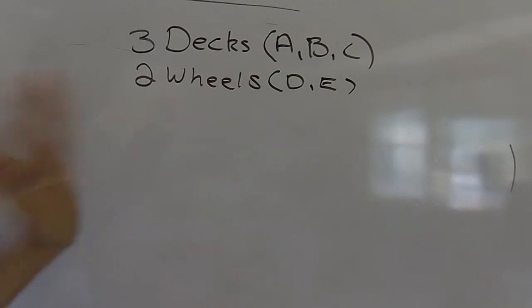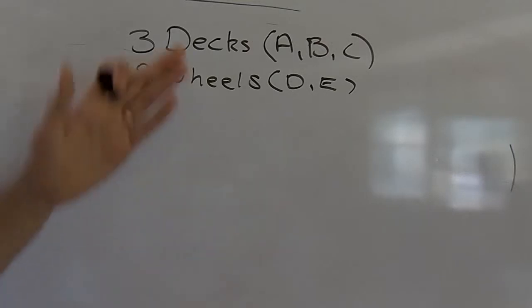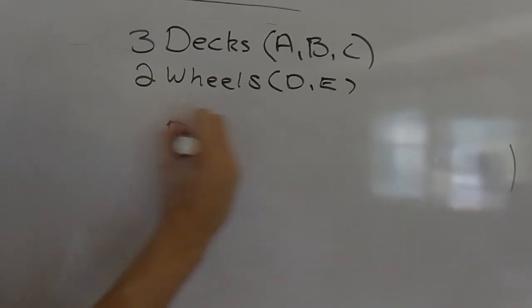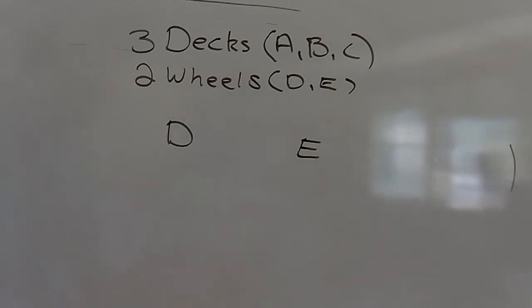So in other words, you need to go through all the different possible combinations of decks and wheels in order to find the number of skateboards that you can create here. So you're going to use a tree diagram, and what you're going to do is start off. You have to either choose decks or wheels. What is your first choice going to be? I'm going to choose wheels just because there is a smaller number of wheels than there are decks. So sometimes that can help make the tree look a little bit neater. So you have a choice between either wheel D or wheel E. So there's the start of my tree.